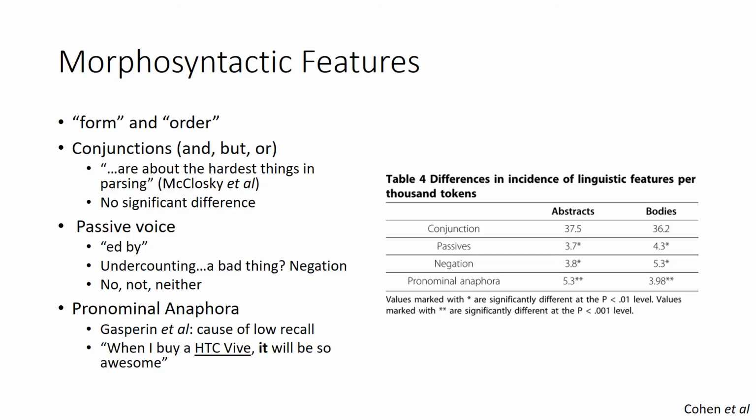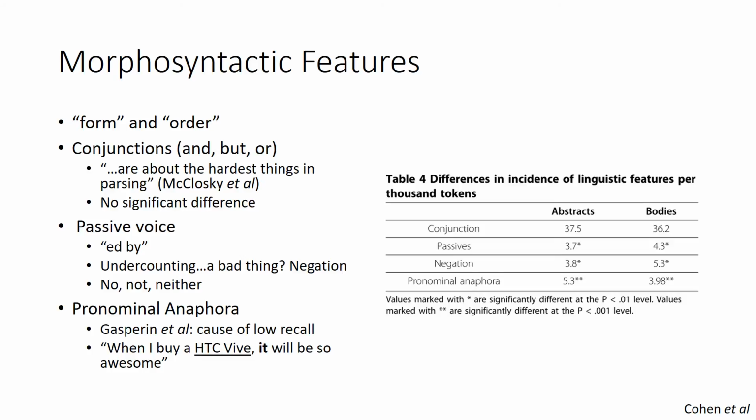Now if you look at table 4 here, you can see the differences between abstracts and bodies in the 4 categories. That includes conjunctions, passive voice, negations, and pronominal anaphora. So you can look at how those intersected between abstracts and bodies. Very little significance for conjunctions. Passive voice did have a difference. Bodies did tend to have more passive voices than abstracts. And negations also had a significant difference.